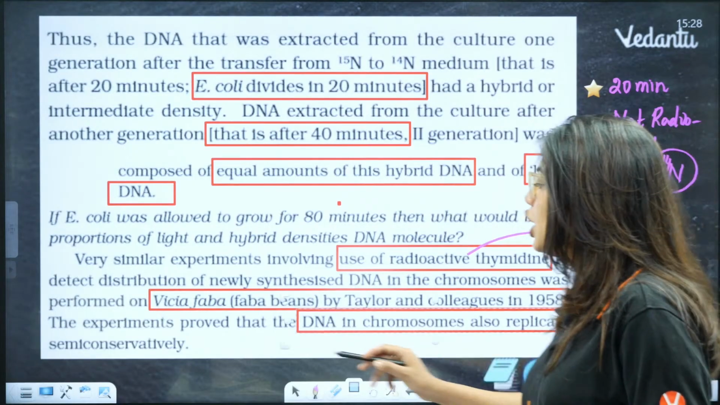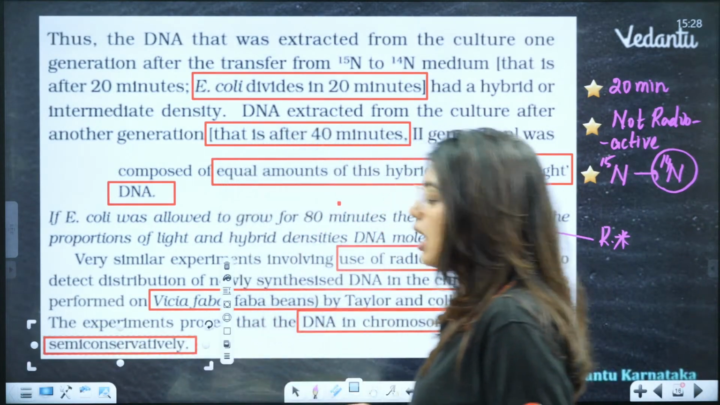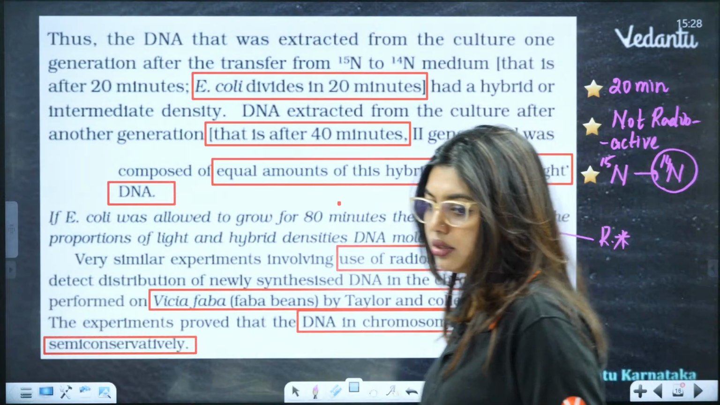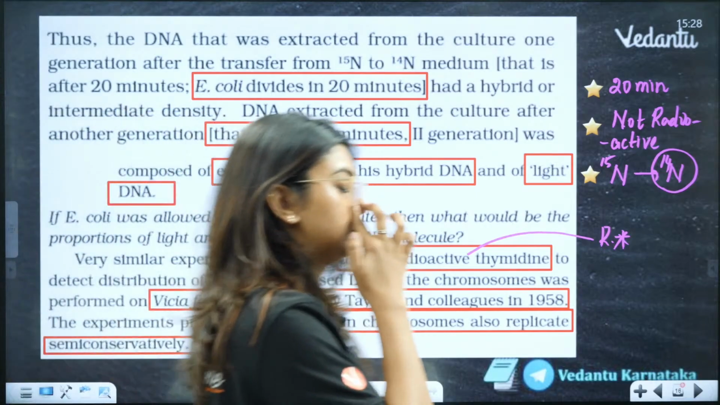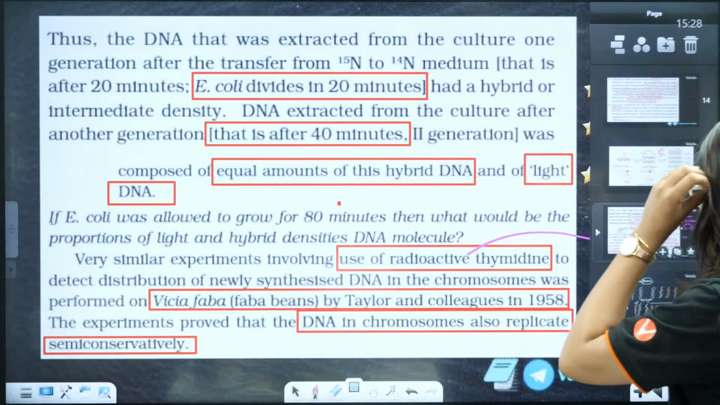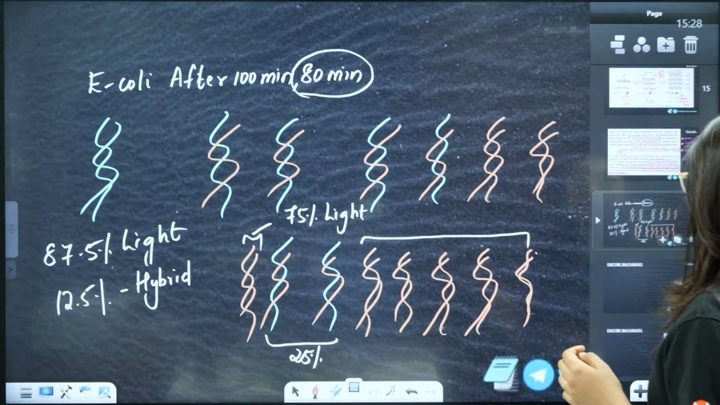So they wanted to try this in eukaryotes as well, and they noticed that yes, even in ours, DNA replicates in a semi-conservative manner. Okay, clear to all of you? They will ask you what Taylor and his colleagues worked on, or what Vicia faba is, which year they proved it, or whether they used radioactive thymidine. Different types of questions can come. Clear? This also, I hope it's clear. I have shown it with color.